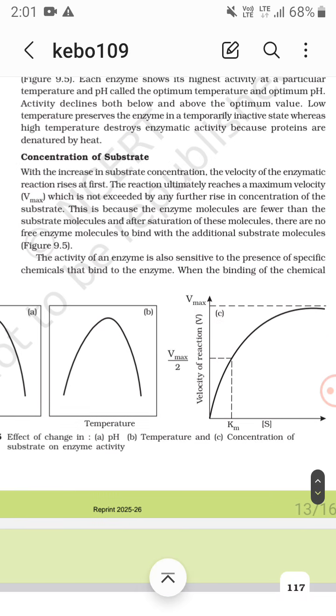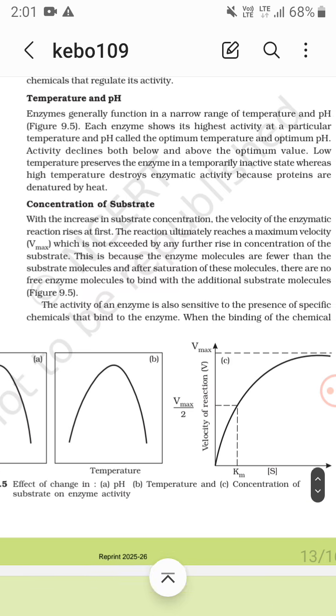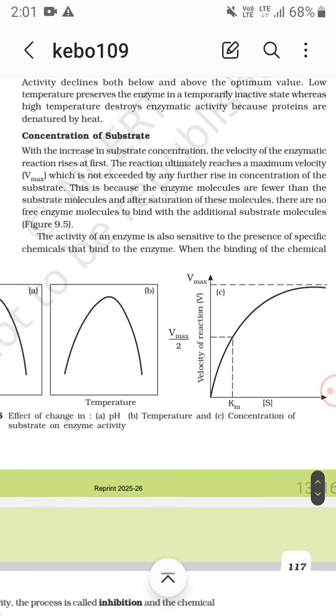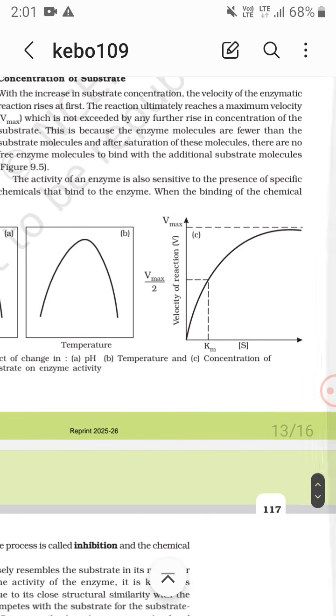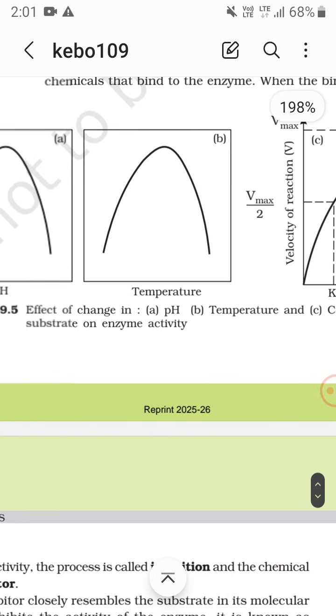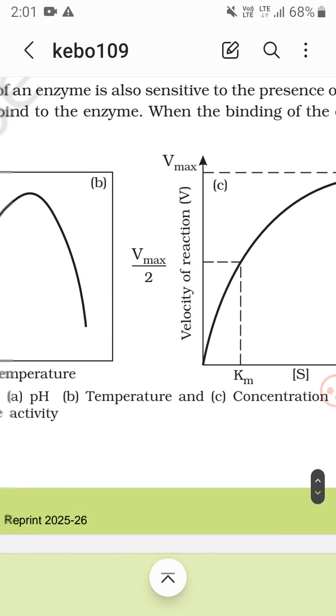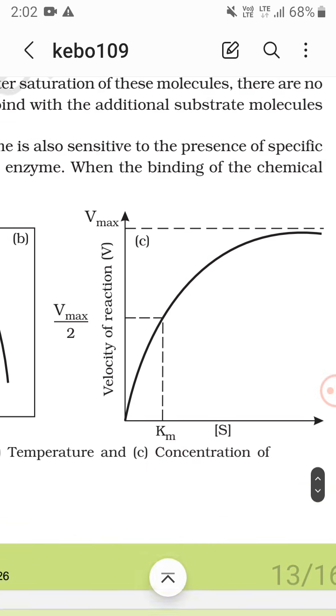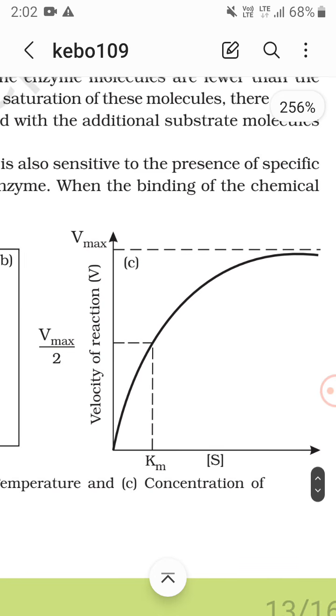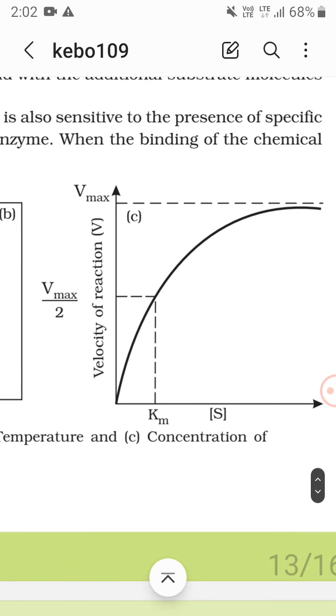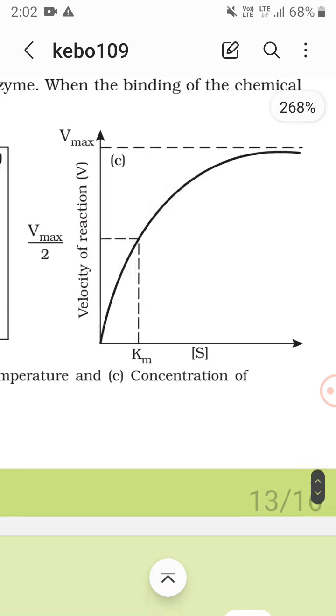Now, concentration of substrate, how it affects the enzyme activity. See in the diagram, concentration of substrate on enzyme activity. On the x-axis is the concentration of substrate, and on the y-axis is the velocity of reaction. Vmax gets half of Vmax, which tells the Km value.